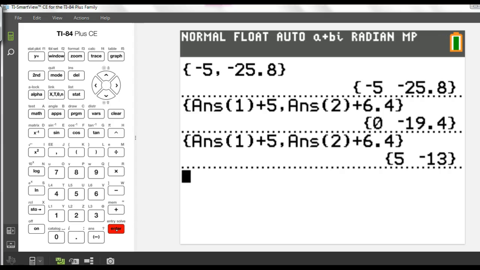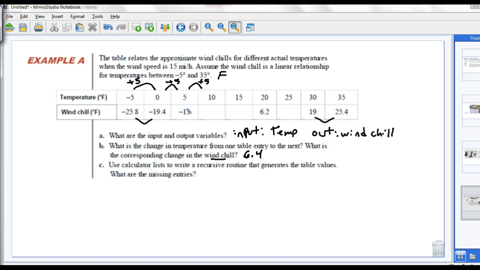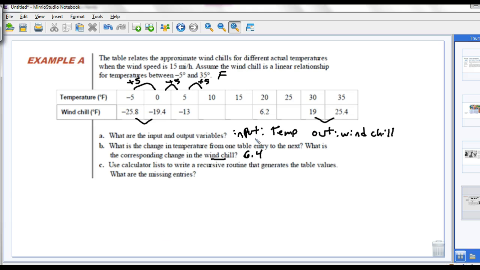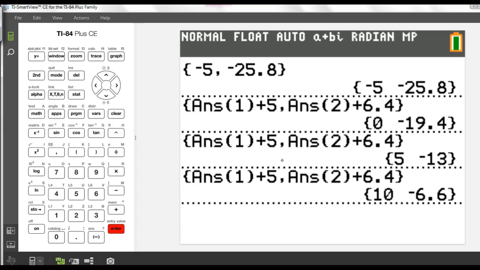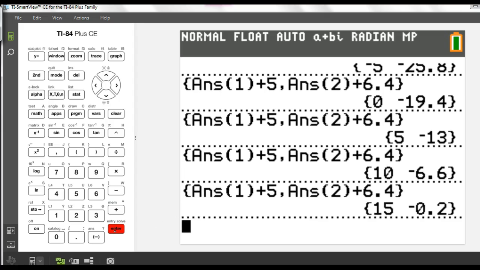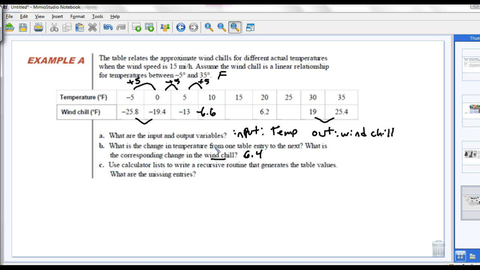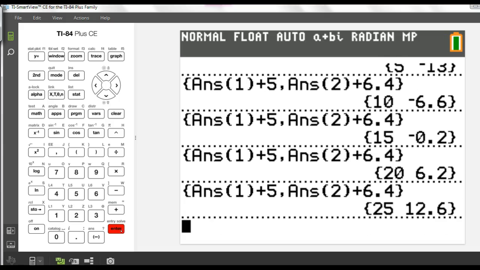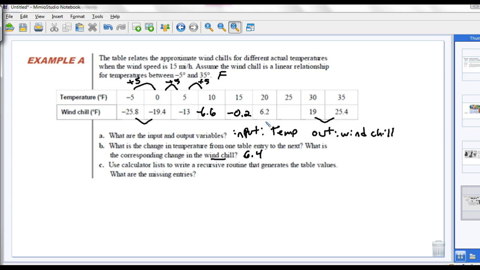If I enter again, I get 5, negative 13. Yes, good. Now the next one should be 10, negative 6.6, and I get negative 6.6 right here. If I go to 15, oops, I don't want that. I wanted this. If I hit enter again, I get 15 and negative 0.2. Then 20 is 6.2. Still on pace. Good. 25, I should get 12.6. Now I've filled out the table. So there we go, and we are done.